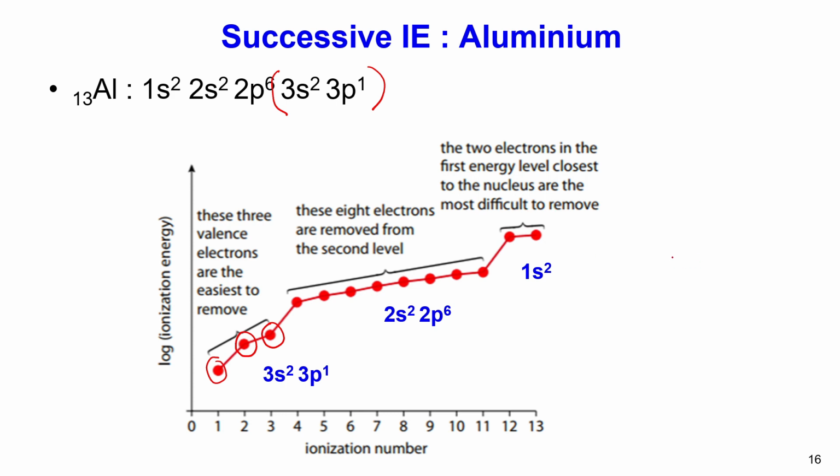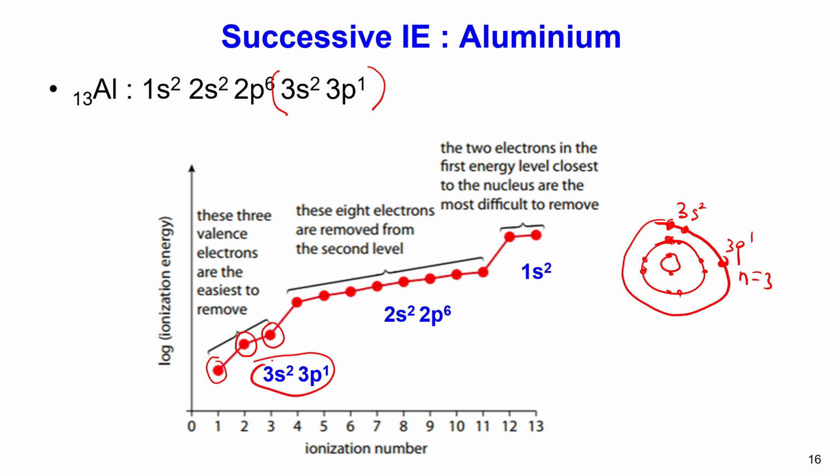Dia semakin rapat lah. Kalau kita draw di sini 1s2, 2s2, 2p6, 3s2, 3p1. Ini 3s2, 3p1. Jadi ini shell ketiga, n sama dengan 3. Jadi yang inilah yang paling senang untuk remove. This one 3s2, 3p1.